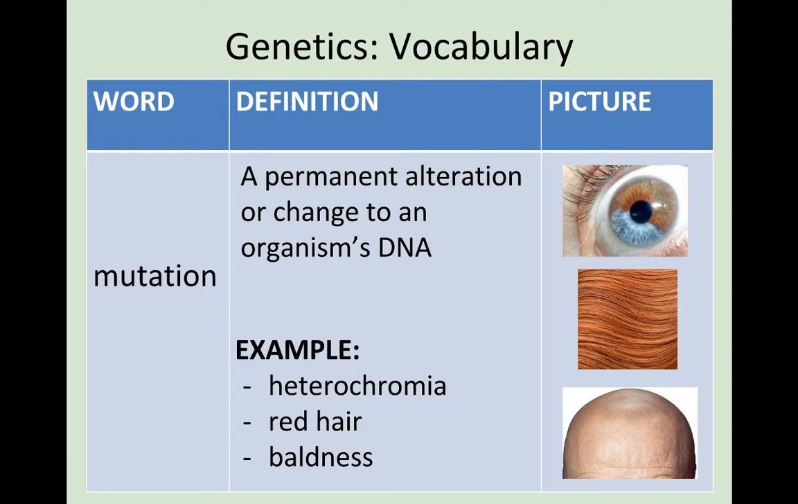phenotype. I put this one in here, heterochromia. We have a couple students who have this, that they have different colors on the iris of their eye. This is a slight mutation in the DNA that just causes the cells to grow in a specific way, having these traits. Red hair, actually, if you look far enough back, it was a mutation. Baldness, my own personal mutation that's been passed down through generations.